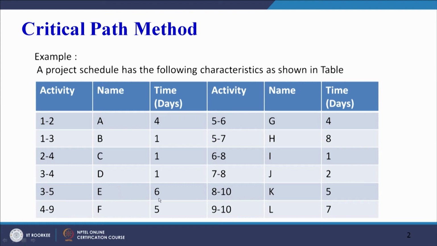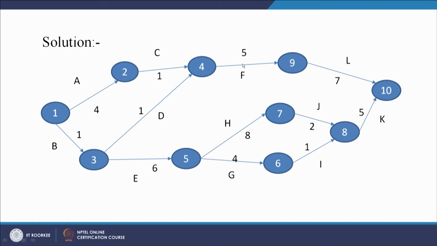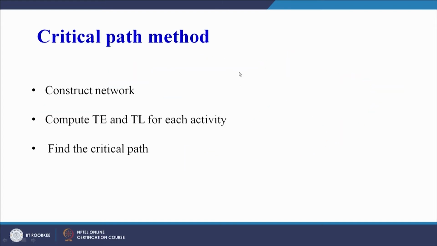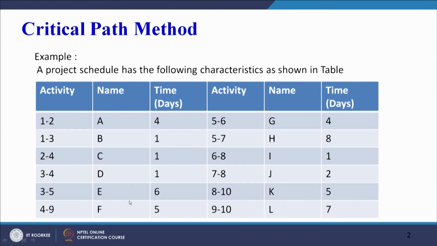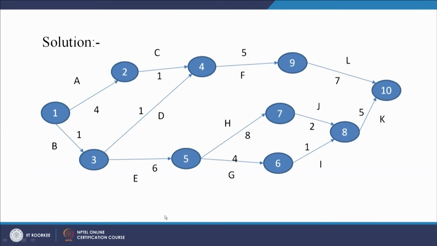E and F take 6 and 5 days. On your screen you can see E is taking 6 days and F is taking 5 days. Again you can check, E 6 and F 5. So similarly we have constructed this network representing all the activities.